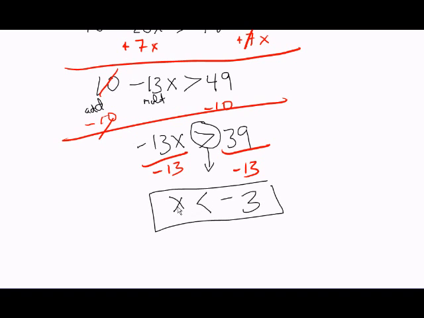When you read this, you read the x first, then the next part of the inequality, the pointy part, is a small part. X is smaller than negative 3. And there's my answer. Just know that solving inequalities is exactly the same as solving for x, except if you divide or multiply by a negative number, you have to change the direction of the inequality.